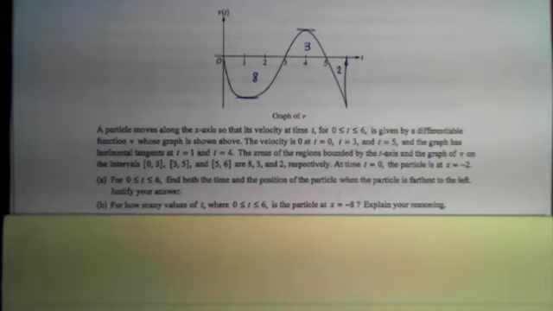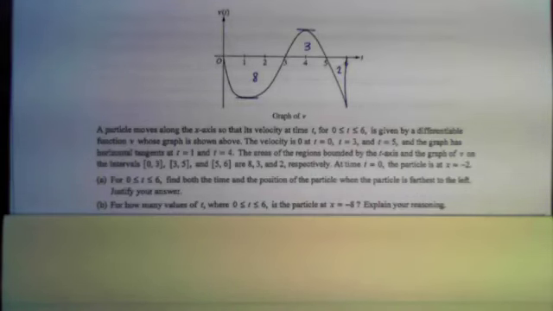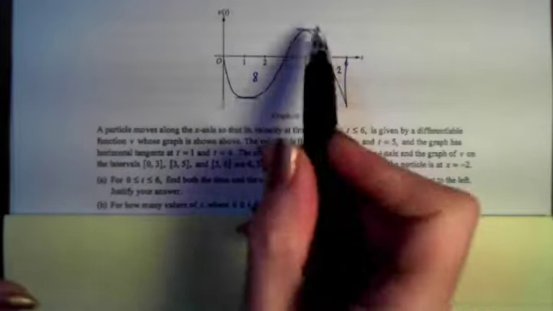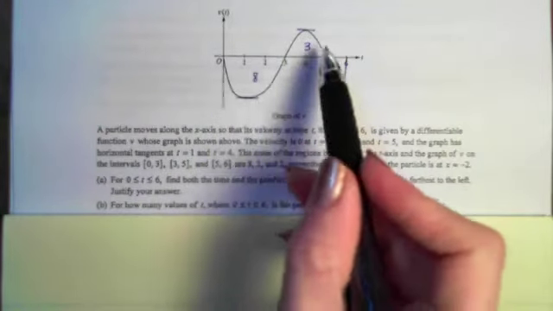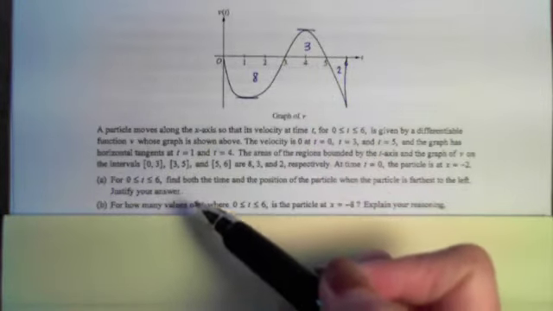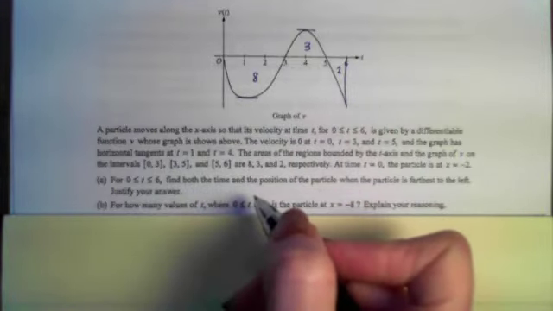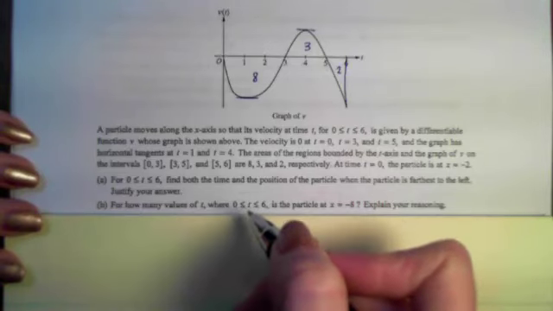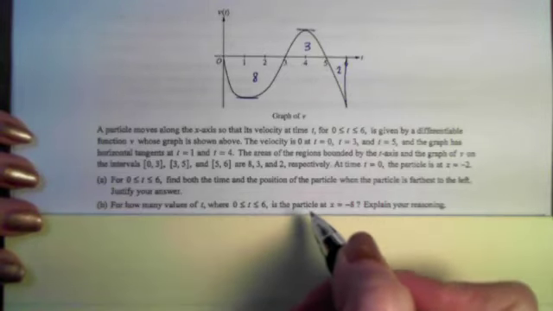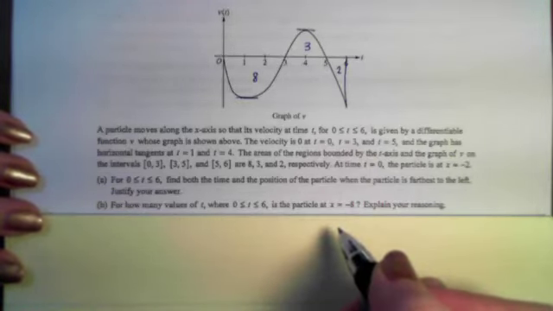This is the Chapter 5, Section 4, Skill 2, Example 3 from your notes. And in this problem, we are given a graph of the velocity curve, and we are told where its horizontal tangents are and what the accumulation is going to be for each of these sections. And the question is, we want to find the time and the position of the particle when the particle is furthest to the left. And then we also want to figure out for how many values of t the particle has a position of negative 8.